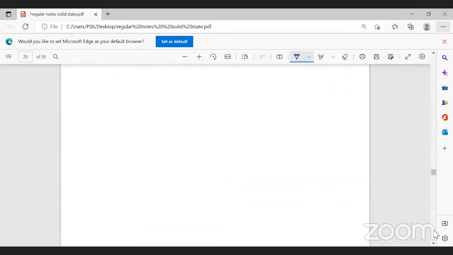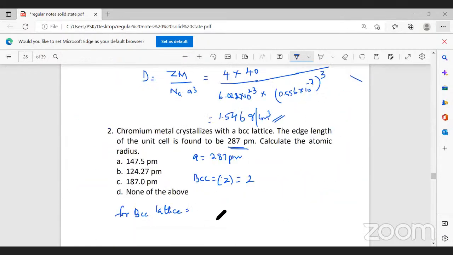All right. So R is equal to root 3a by 4. So root 3, what is A? They have given 287 picometers. On simplification, you get 124.27 picometers. Root 3, if you simplify it as 1.4 or something, and then multiply it by 287 divided by 4, you will get 124.27 picometers. Hence, the answer for this question is option B.